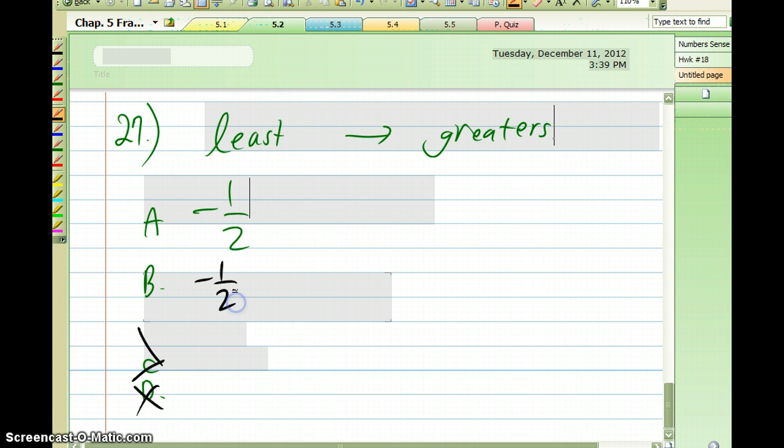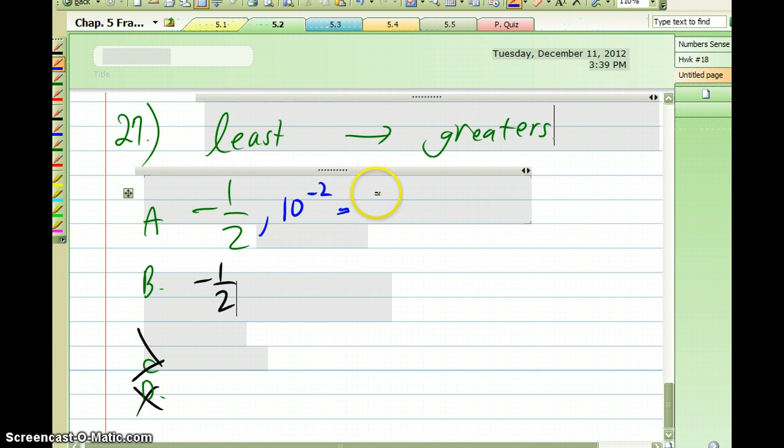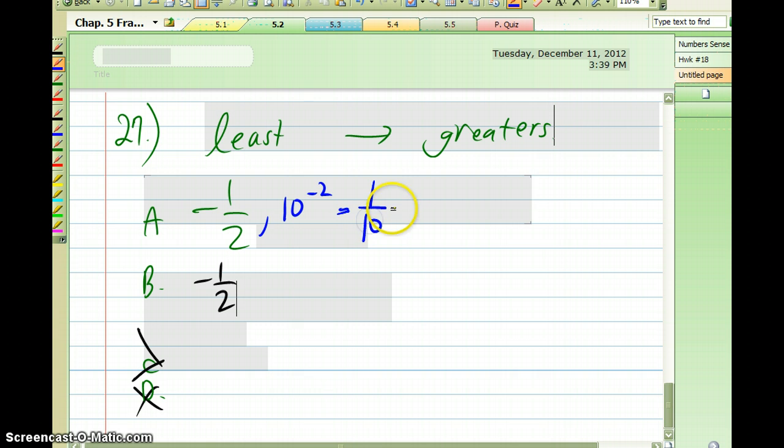Okay, so between A and B, I have negative half. Then the next number I have is 10 to the negative 2 for A. Remember, 10 to the negative 2 means that I flip the fraction, I flip it 1 over 10, and then I make the negative 2 a positive 2. So this is the same as 1 over 100th. So basically 1/100th. That decimal would be 0.01 because 1 is in the hundredths place.